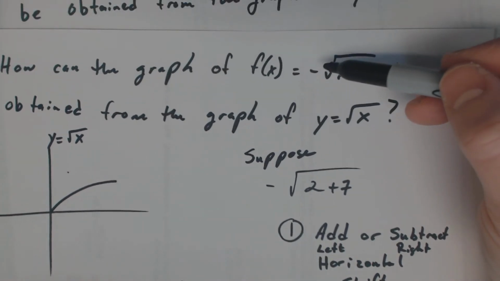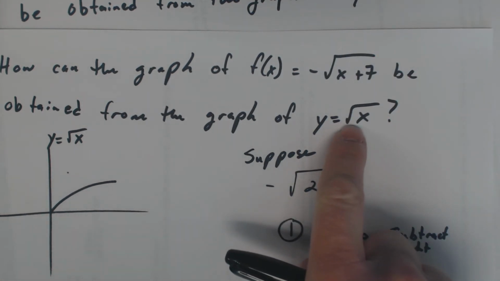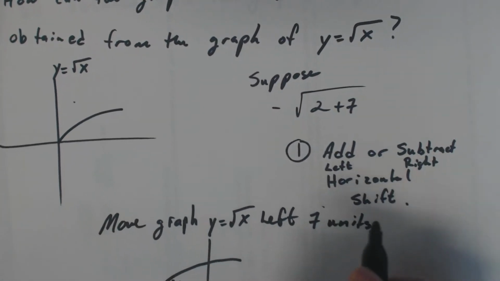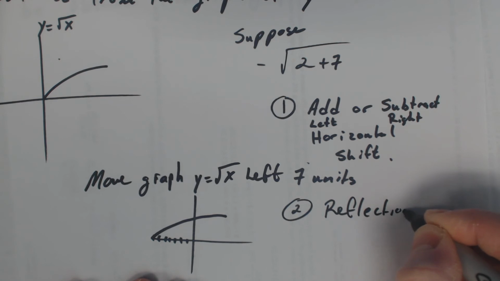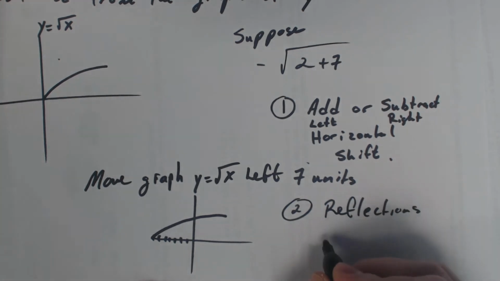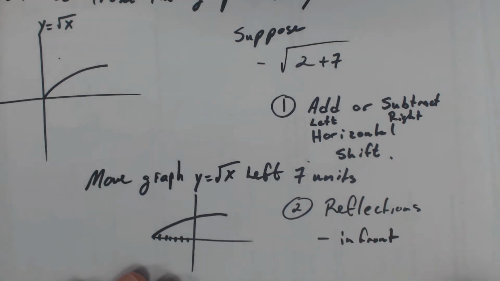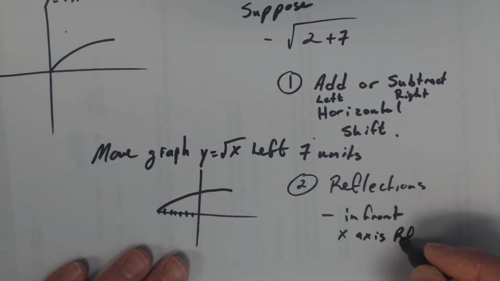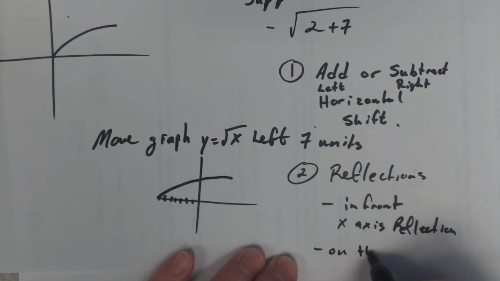If you have a negative out here on the outside of the function, as in all you did was come out here to this and just put a negative on the outside, right here on the front. You just slapped a negative on the front. If you slap a negative on the front, then you've done a reflection. Reflections are done second. If it's in front of the function, then it's going to be an x-axis reflection. If the negative is on the x, that's a y-axis reflection.